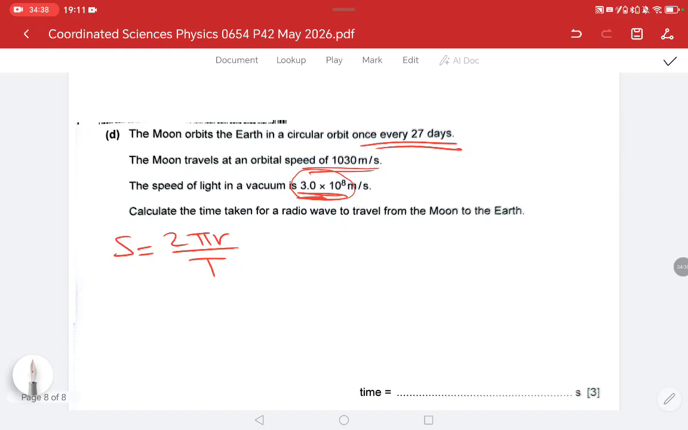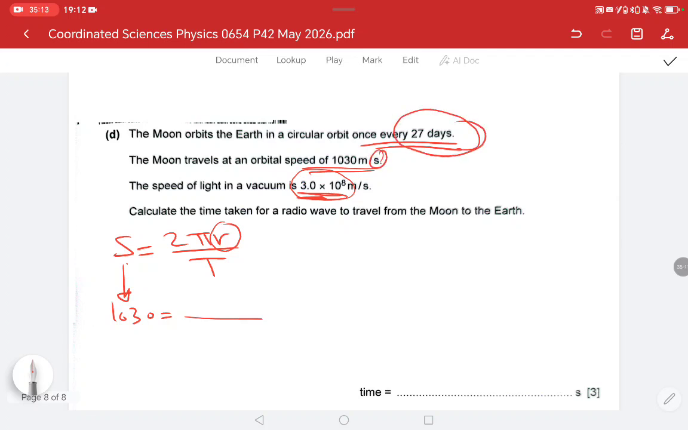Let's find this information to find R, because to find the time for a radio wave to travel from the moon to the Earth, we need the distance. So in this case, we have to find R first. Let's rearrange this one. The speed is 1030 meters per second. Take care, meters per second.